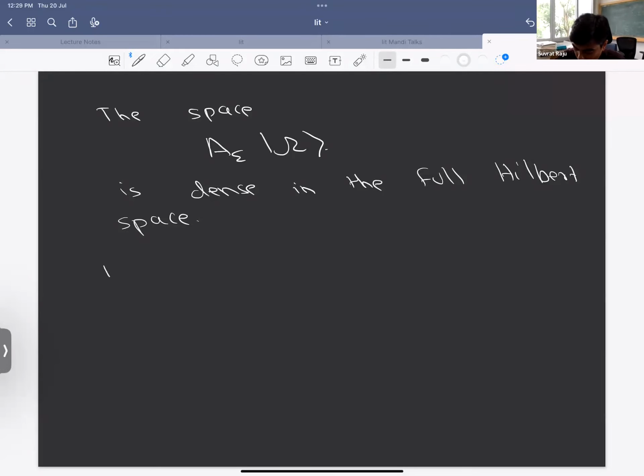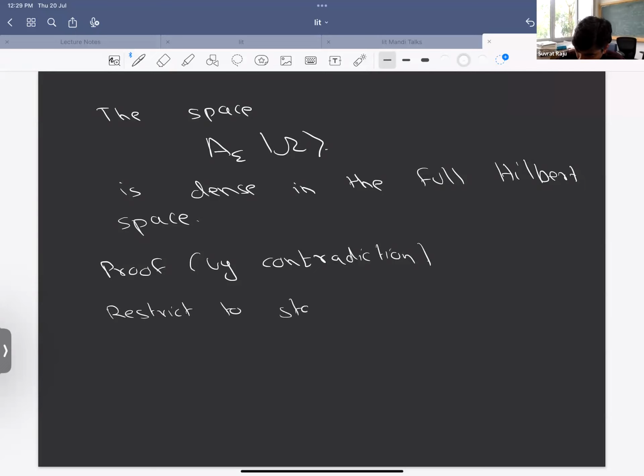So the proof goes by contradiction. Imagine, so let's actually first think just of single particle states. Restrict to states that don't have to be single particle, but are just obtained by acting with a single operator on the vacuum. Okay, and then I'll explain how it generalizes.